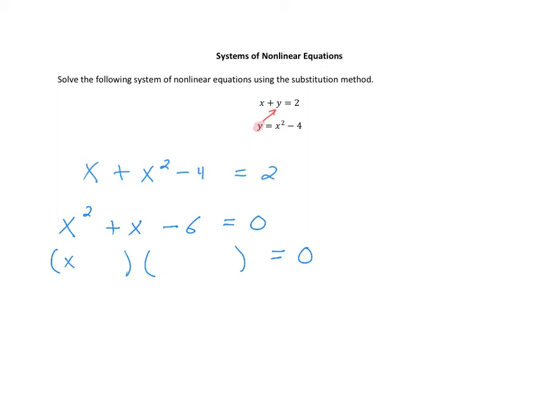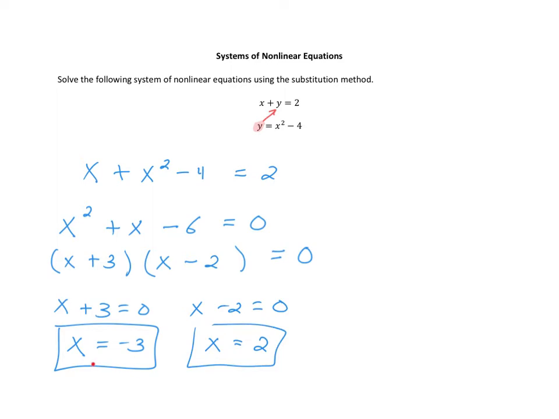I need an x and an x. I need a positive and a negative because of the negative 6. And I think the numbers are going to be 3 and 2. The product is negative 6, and they sum to a positive 1. This means there are two solutions for x because we have two equations, x plus 3 and x minus 2. The first one, I get that x is equal to negative 3, and the second one, I get that x is equal to positive 2.